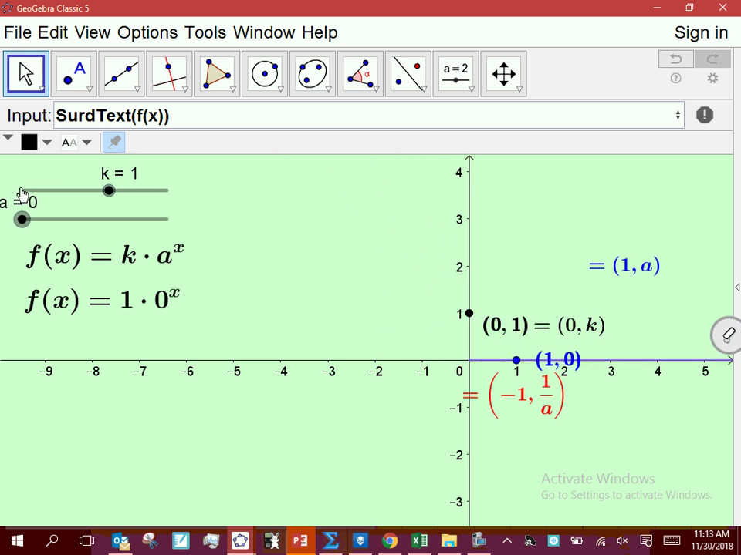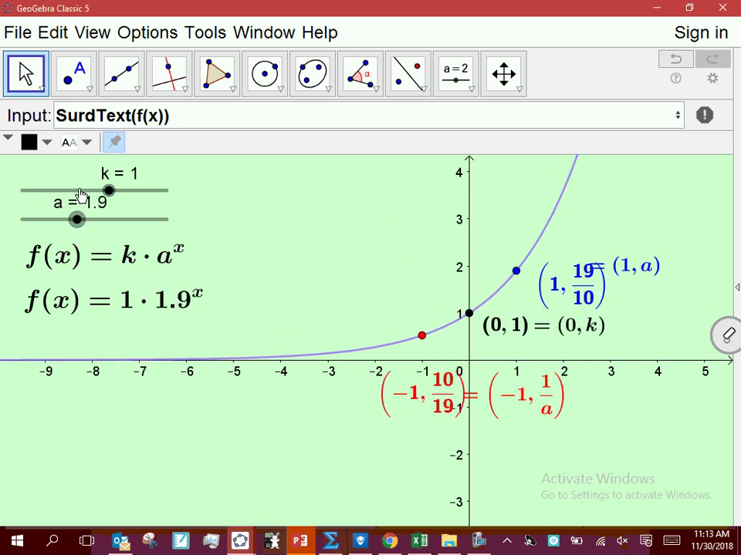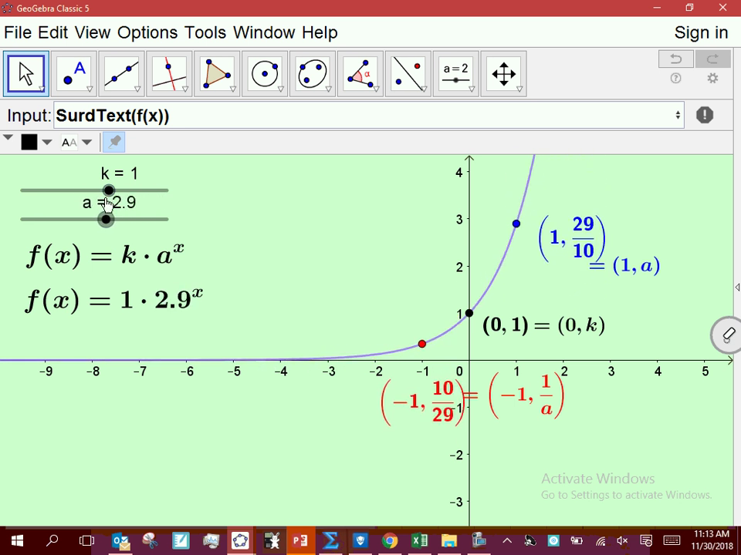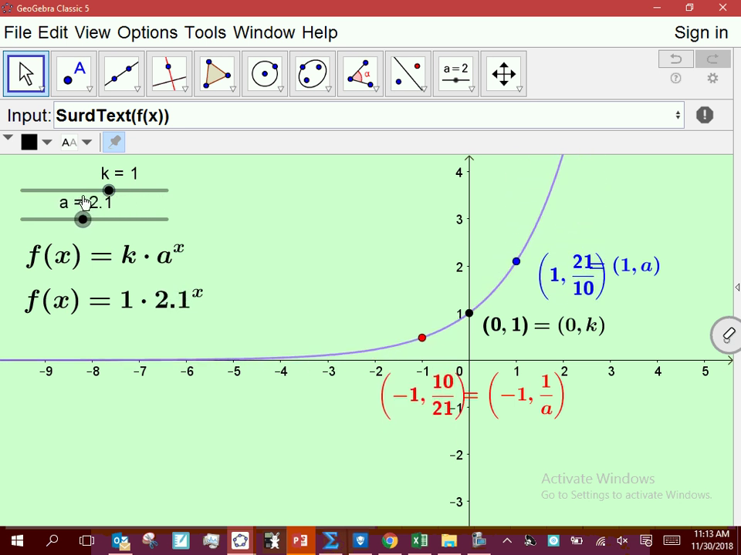when it's 0, things kind of vanish, right? You see the fact that when it's 1, it's kind of boring, okay? But I always have that point (0, 1) in there, no matter what a is. That's because when I raise anything to the 0 power, I get 1, right?